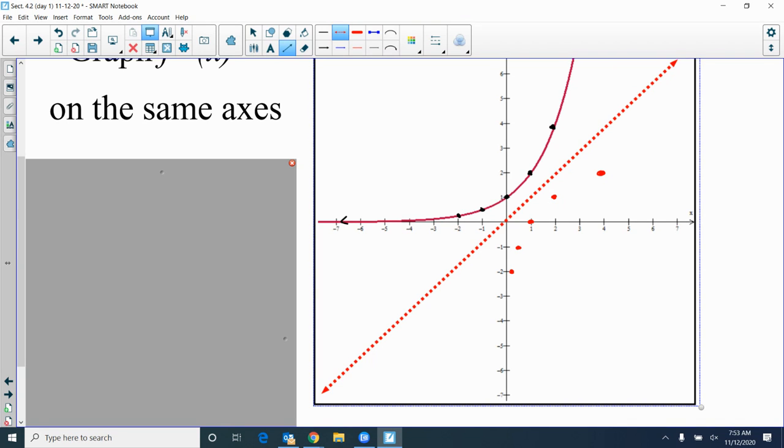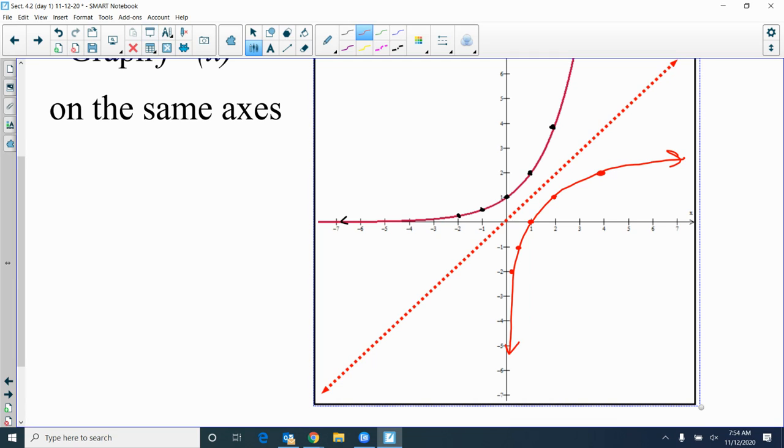Now, our original function had a horizontal asymptote. Well, if you think about this, where's that horizontal asymptote? If it flips over that line, it's actually going to become a vertical asymptote. And so the graph is going to look like this, and it will have a vertical asymptote at 0 here, x equals 0. All right, so there is our inverse function.